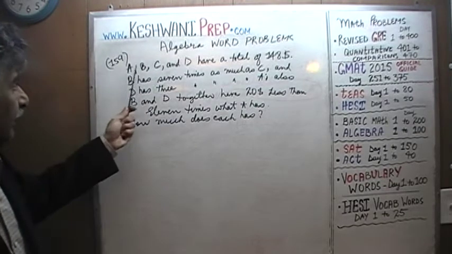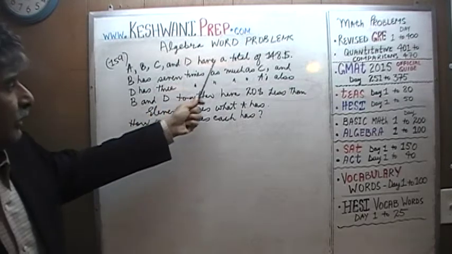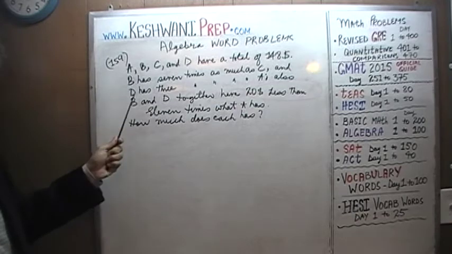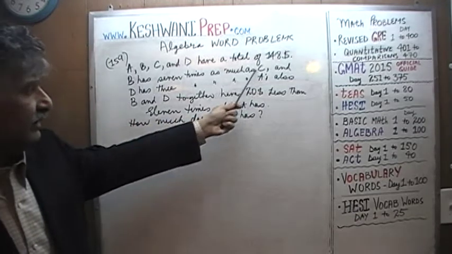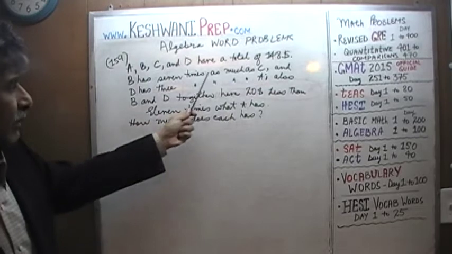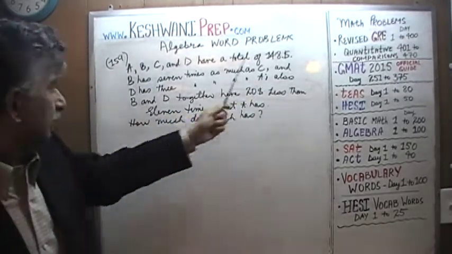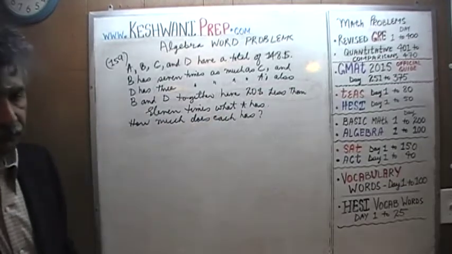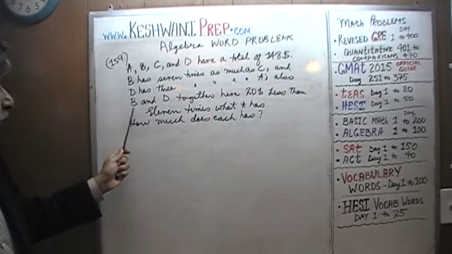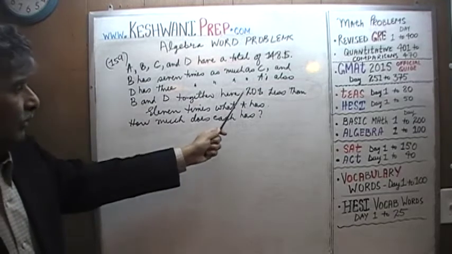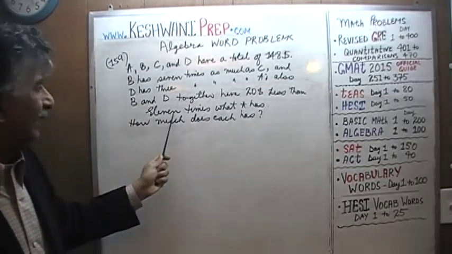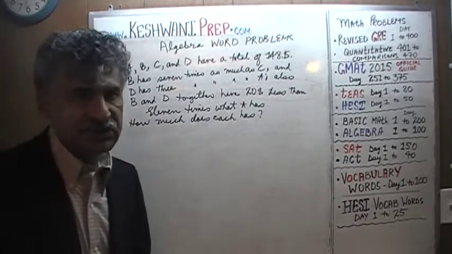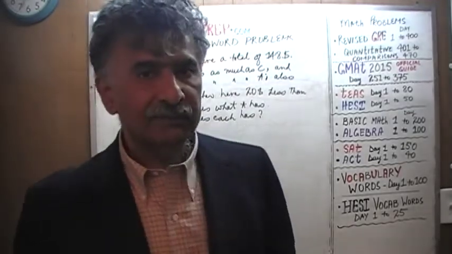We have four people, A, B, C, and D, and we are told that they have a grand total of $140 among themselves. Furthermore, B has 7 times as much money as C does. And D, as in David, has 3 times as much as A. Also, B and D together have $20 less than 11 times what A has. The question simply is, how much money does each have?